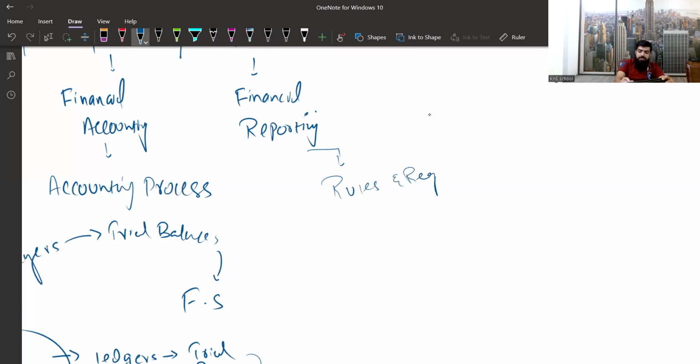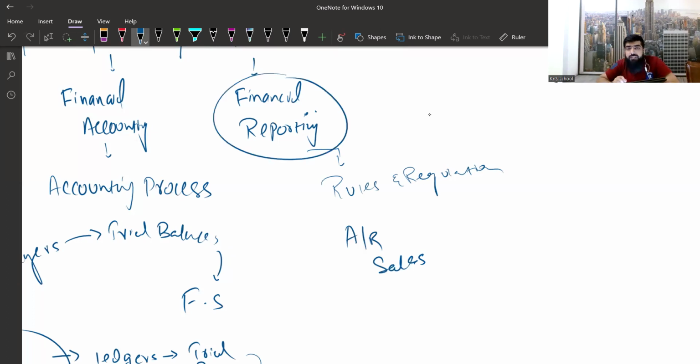Let me give you a very brief example for this one. Once I've recorded the transaction, accounts receivable debit and sales credit, in the financial reporting paper we will be discussing when this transaction could be recorded. In the financial accounting paper, it was quite simple: the examiner gave you the transaction and you just recorded it. But now in F7, the financial reporting paper, we are going to analyze and evaluate when this transaction should be recorded, whether the revenue should be recorded or not.